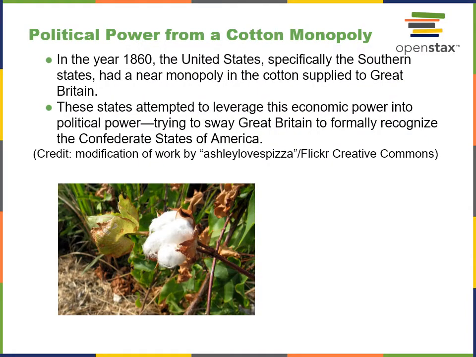Here's an example of political power from a cotton monopoly. In the year 1860, the United States, the southern states, had a near monopoly in the cotton supplied to Great Britain. These states attempted to leverage this economic power into political power and tried to sway Great Britain to formally recognize the Confederate States of America. The Southern cotton producers were able to dominate worldwide cotton production because the climate was ideally suited to cotton growth, and the cotton merchants colluded to control shipments to the British textile manufacturers.